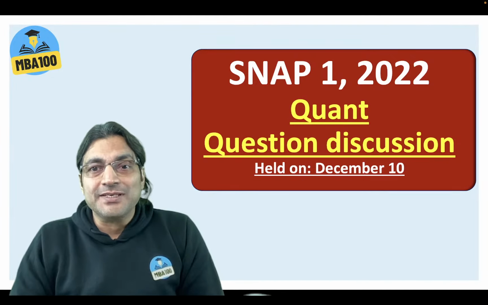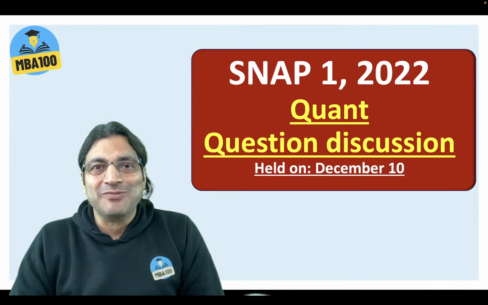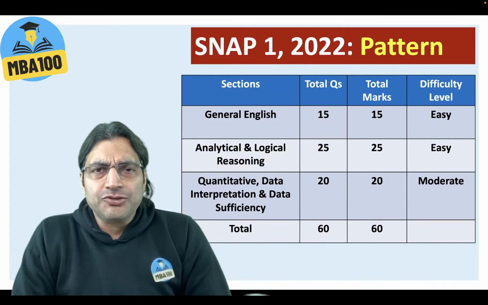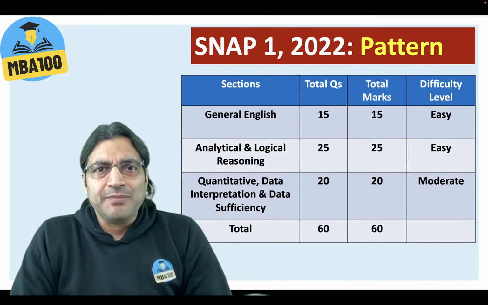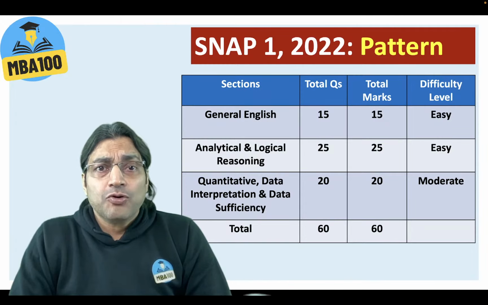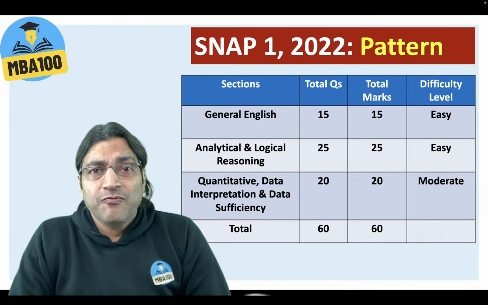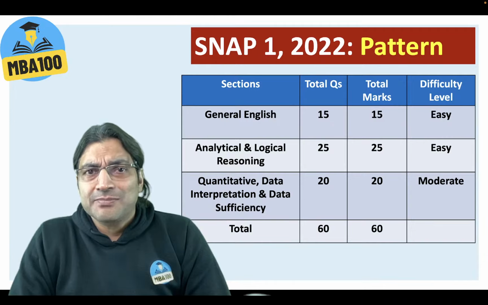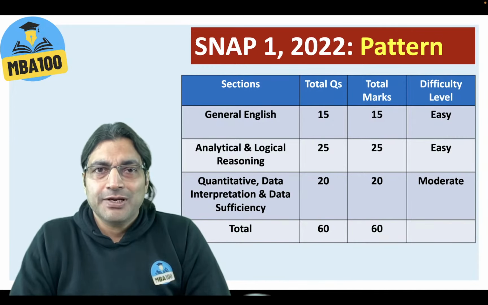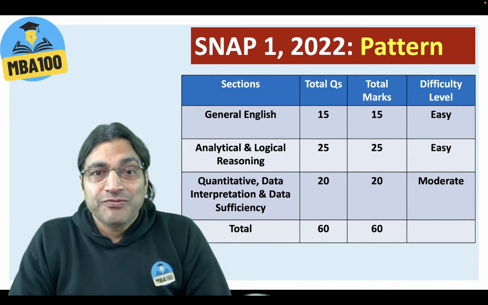I appeared for the test myself and I'm willing to share my experiences with you. All right. I found general English to be very simple. Of course, those people who haven't kept in touch with English grammar might have suffered a bit. But overall, I found this section to be very simple. And I believe that in some 7 to 8 minutes, all 15 questions could have been attempted. Do you agree? Please do let me know about your views.